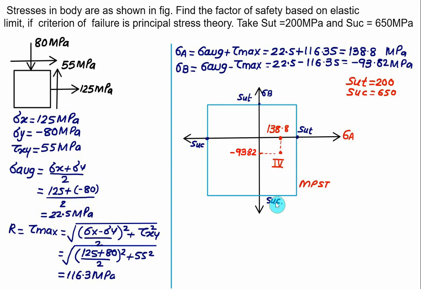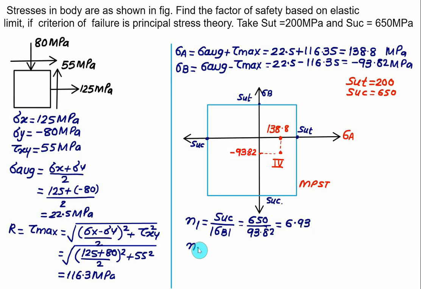In the fourth quadrant we have two limits. One limit is SUC and the second limit is SUT. Based on SUT you select the tensile stress, and based on the negative value you select the compressive stress. So for quadrant 4 we have to calculate two factors of safety. If you select SUC, then you have to select the compressive stress. This time the compressive stress is sigma B, so you take the absolute value of sigma B. Ultimate compressive stress is given as 650, so we have 650 divided by 93.82. This gives one factor of safety, 6.93.